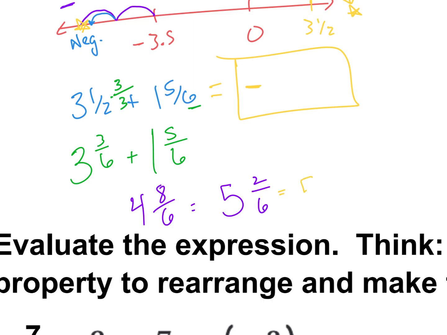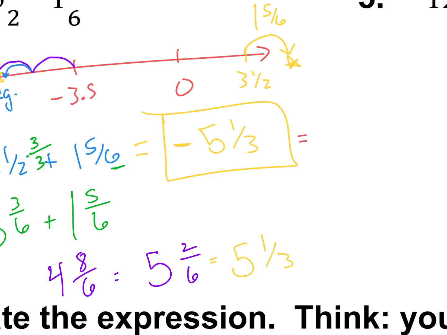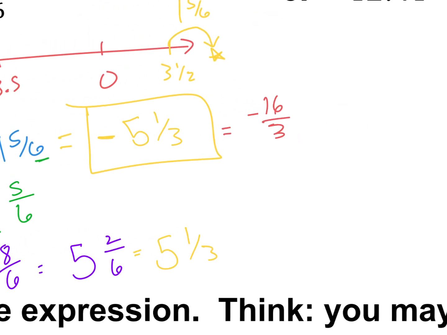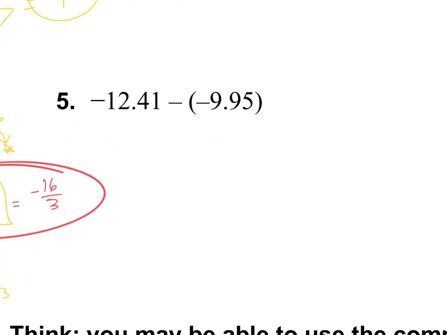Which is 5 1/3. But are we missing something? Heck yeah, we are. We're missing the fact that it's negative, right? That we were here to begin with. We really were at negative 3.5. And then we went further negative. So our answer needs to be negative like this. And if you would like an improper fraction version of this, it's negative 16/3. Oh, I meant to do a giant circle. It did not happen. That's our answers.